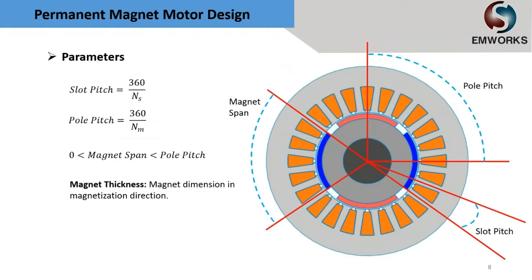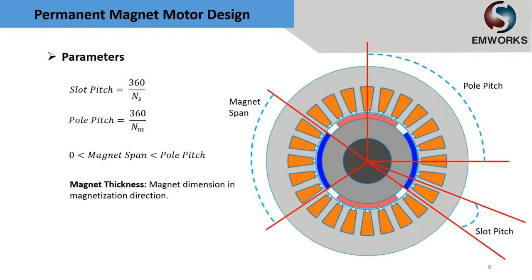Before going to the simulation and analysis section, first let's get to know some useful parameters. This picture shows a 24-slot, 4-pole permanent magnet motor. The first parameter is slot pitch. The slot pitch is the distance between the centers of two adjacent teeth. Its calculation is simple: 360 divided by the number of slots.